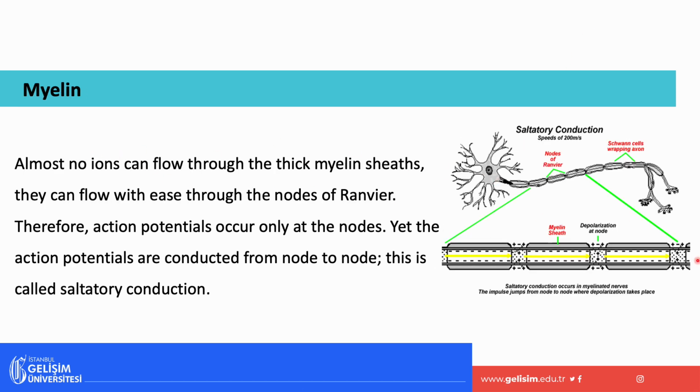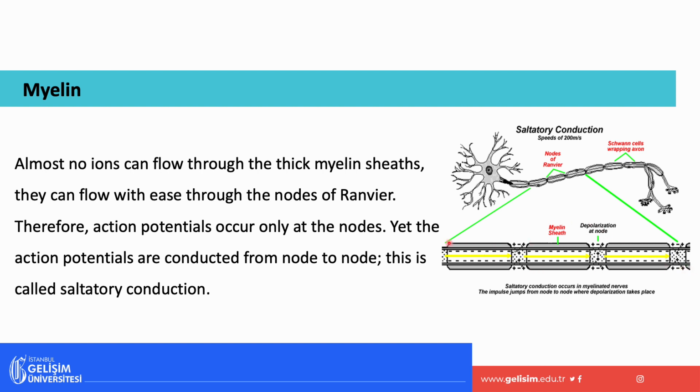Okay, moving along to myelin. In nerve fibers, the myelin sheath is a layer of insulation that surrounds the axon and helps to speed up the transmission of electrical signals. The myelin sheath is made up of multiple layers of lipid-rich material that forms a barrier between the extracellular fluid and the nerve fiber. As a result of this insulation, ions are not able to flow through this thick myelin sheath. However, we find these gaps, and these gaps are called the nodes of Ranvier.